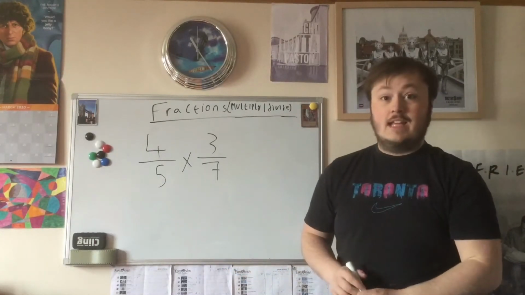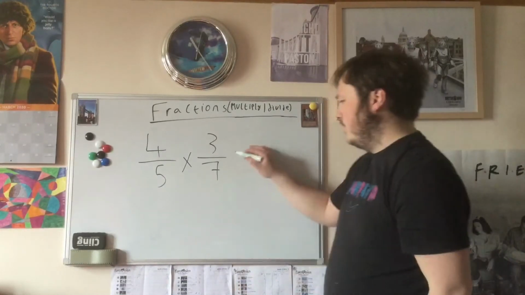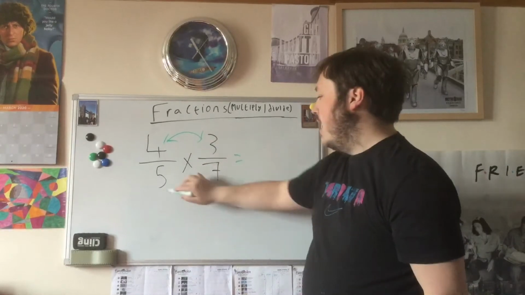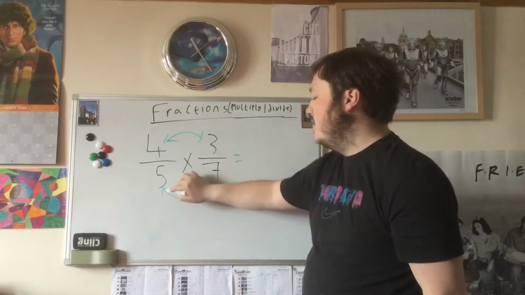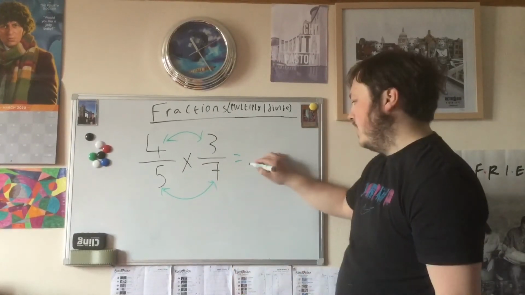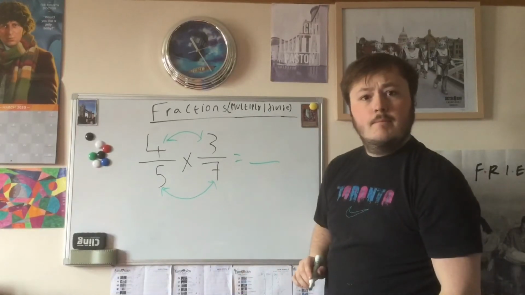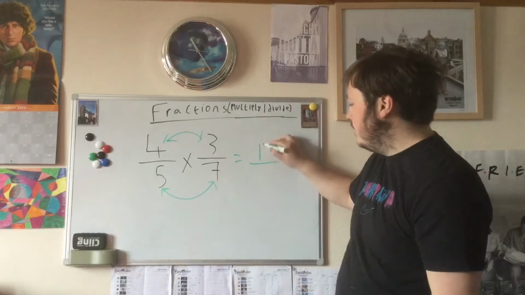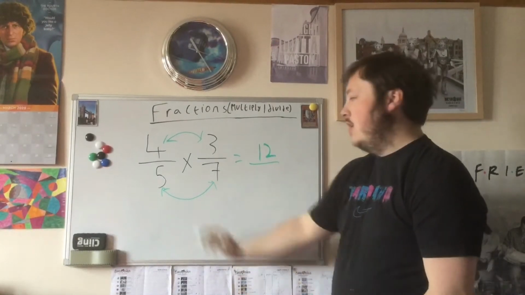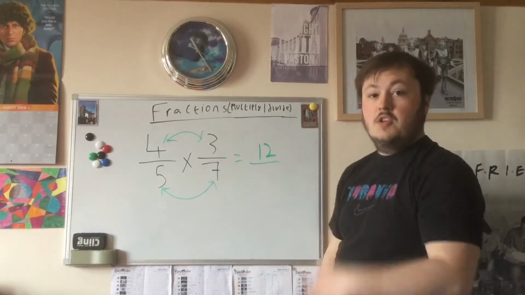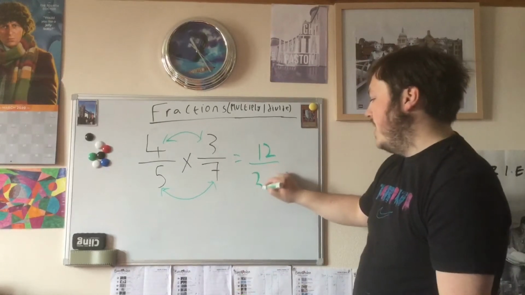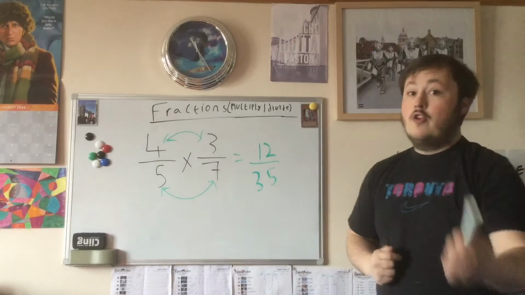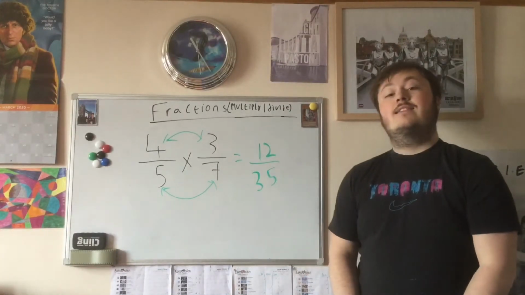Not in this case. Because all we have to do is we times our numerators, our top numbers together, and we times our denominators, our bottom numbers together. So what's 4 times 3? If you do a 4 times table or a 3 times table, you would get 12. What's 5 times 7? Well, if you do your times tables, you will get 35. Can this be simplified? No, so we leave it as that.